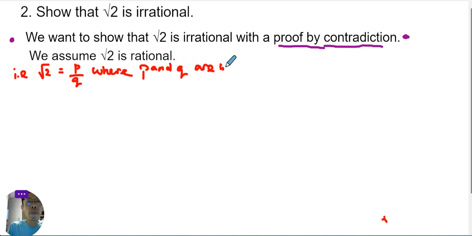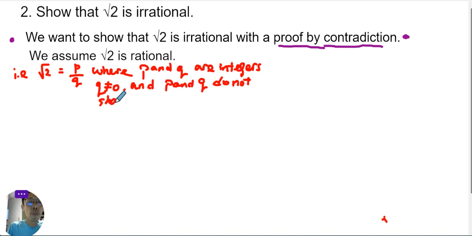where P and Q are integers, Q is not equal to 0, and P and Q do not share a common factor. That means this is the simplest ratio fraction possible between P and Q. So this is what we have.